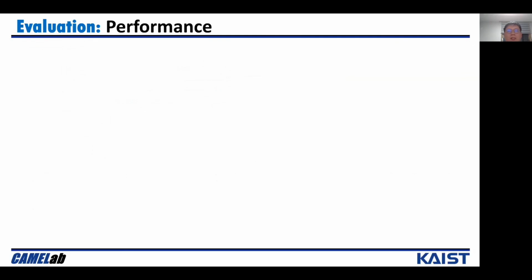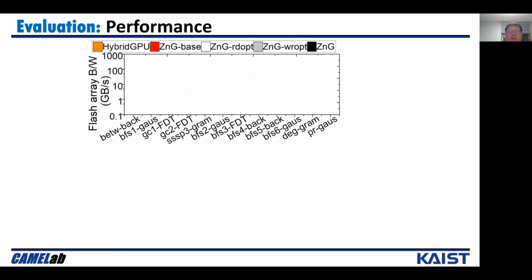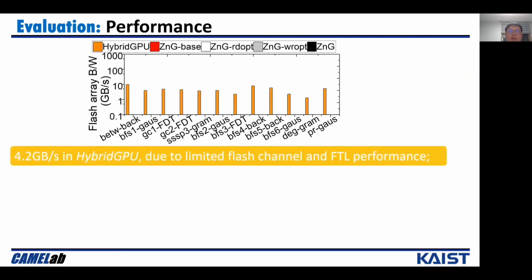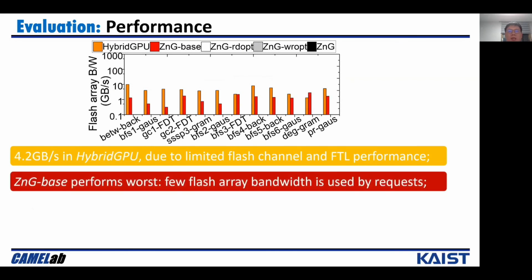We compare the access bandwidth of different system configurations. As you can see from the figure, hybrid GPU only achieves 4.2 GB per second. This is because of the limited flash channel bandwidth and FTL performance. ZnG base performs even worse than the hybrid GPU. The access granularity of ZNAND is totally different from that of the memory request, so only a small part of the flash array bandwidth is utilized by the requests.